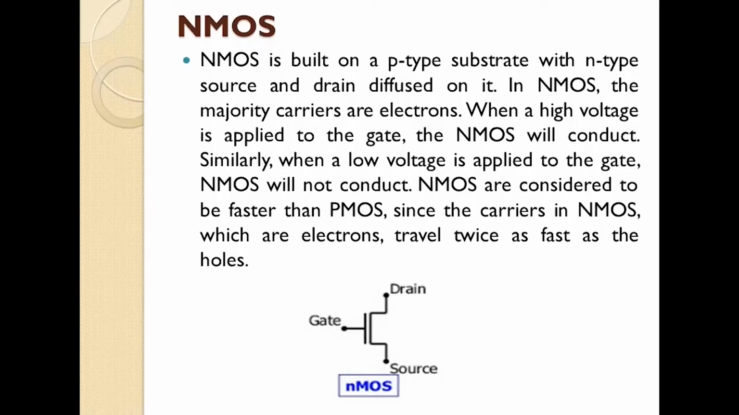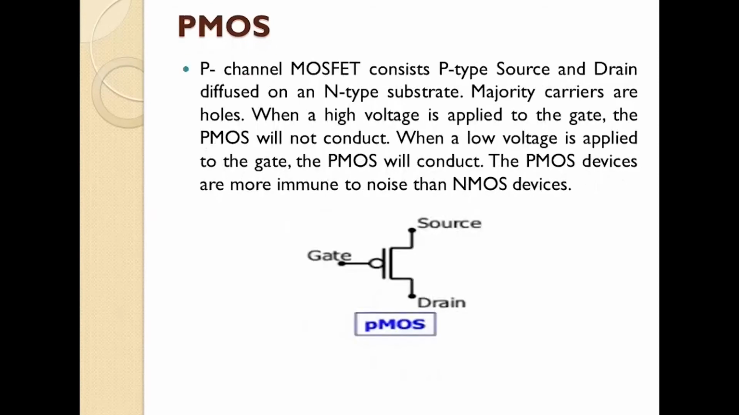P-channel enhancement MOSFET is nothing but PMOS. The P-channel MOSFET consists of P-type source and drain diffused on an N-type substrate. For your PMOS, the substrate is N-type. If it is an N-type substrate, the majority charge carriers are holes. So when high voltage is applied to the gate, the PMOS will not conduct. When low voltage is applied to the gate, the PMOS will conduct.